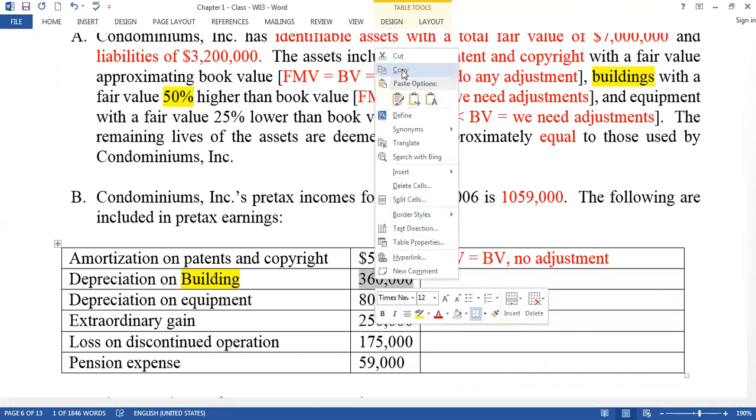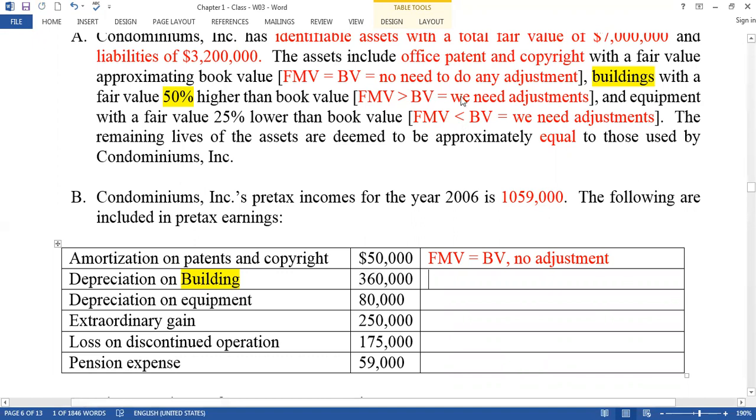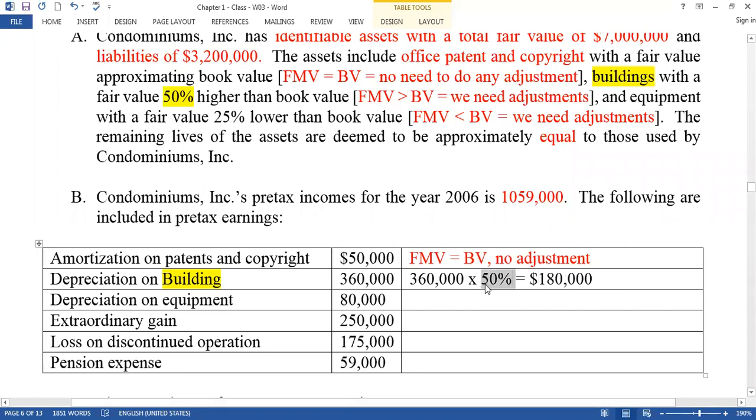So here 360,000 times 50% equals 180,000, right? Yes, so we think that this $180,000 depreciation expense will increase. When? In 2017, because we are calculating the expected future earnings. According to this data, we are expecting that in the coming year, depreciation expense will increase by 50%.